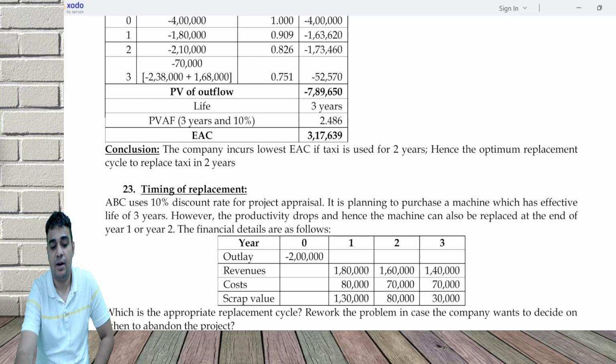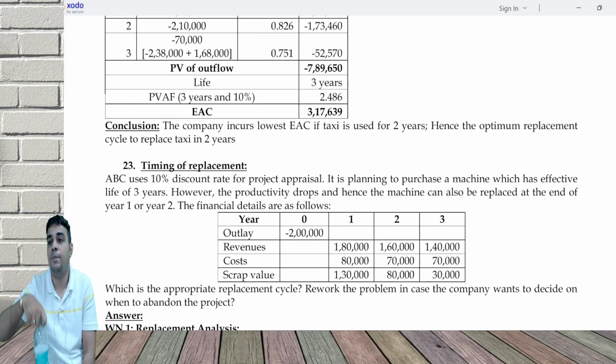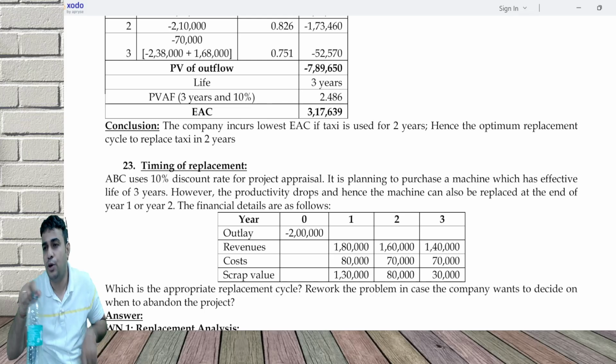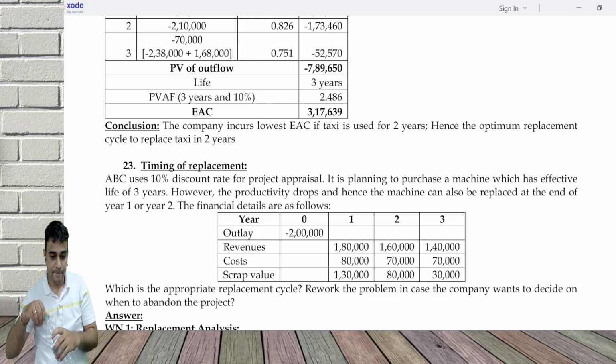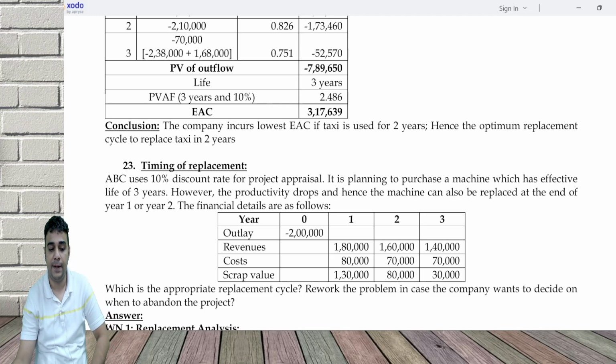Similar question. I'll wait for 5 minutes. You quickly start doing it. But this will not be on EAC. This will be on EAB. You start doing it. There's a rework that I'll explain. First, you do the optimum replacement cycle.